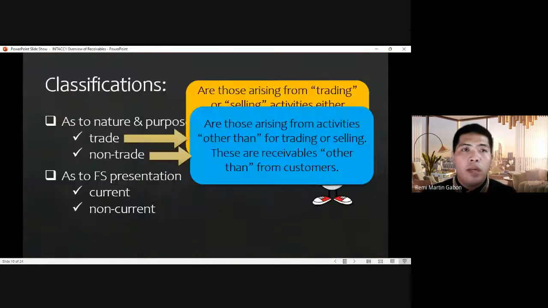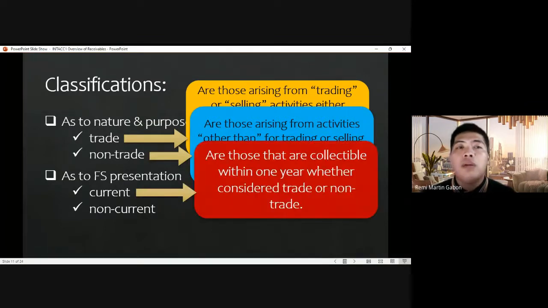Now we move forward. For FS presentation, we again have current or non-current. We consider a receivable as current if it is collectible within 1 year, whether considered trade or non-trade. So that means regardless of whether it is trade or non-trade, notwithstanding the nature or purpose of that receivable, we classify that receivable as current if it is collectible within 1 year.